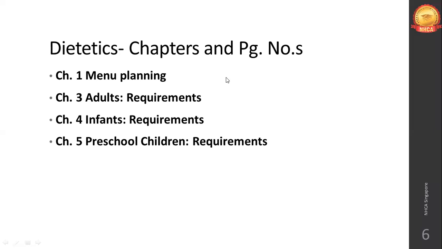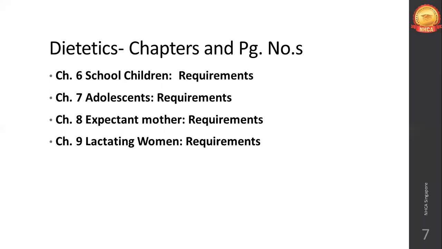In preschool children as well, nutritional requirement, food requirement. Whatever principles and guidelines are there, just focus there. School children also, nutritional requirements and principles and guidelines of making school lunches, packed lunches. There are certain guidelines given, just read that once.